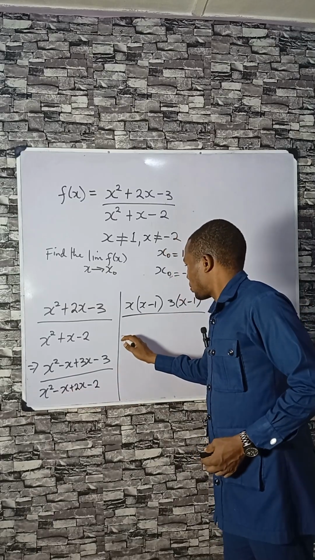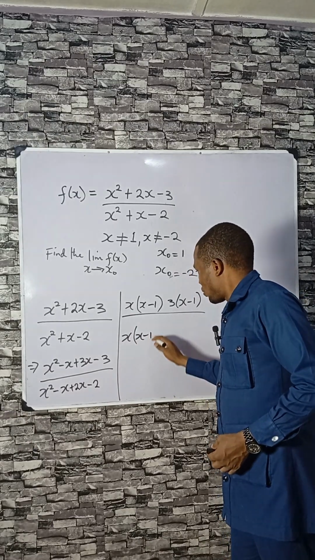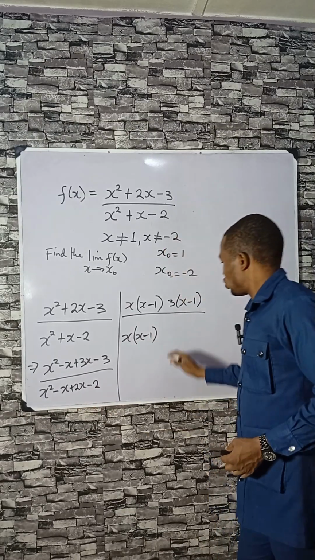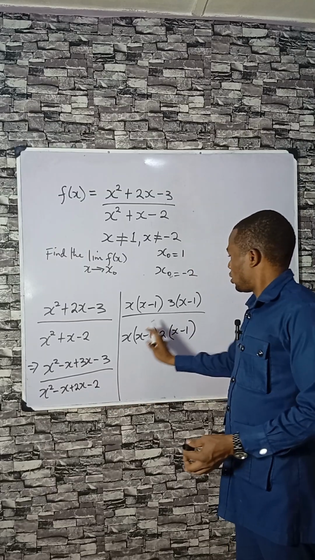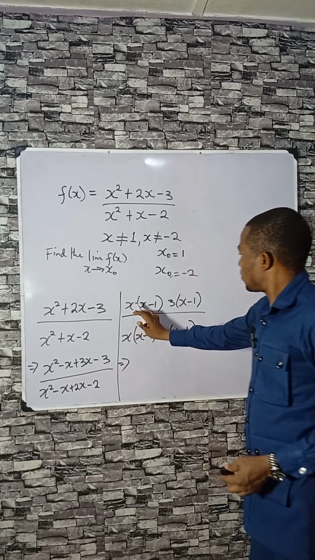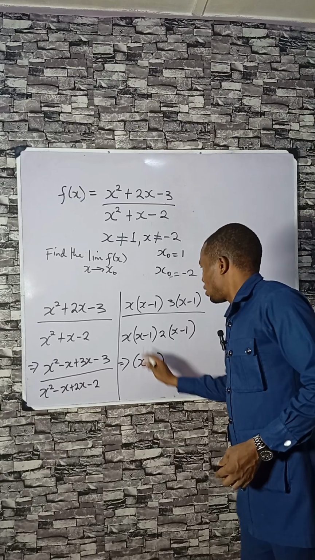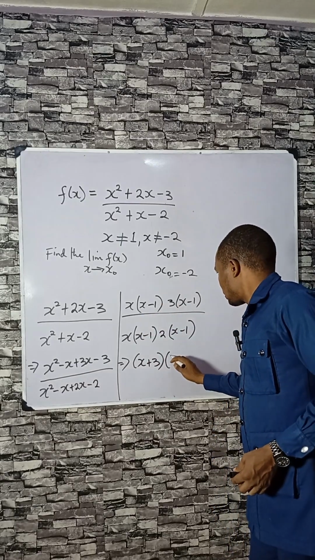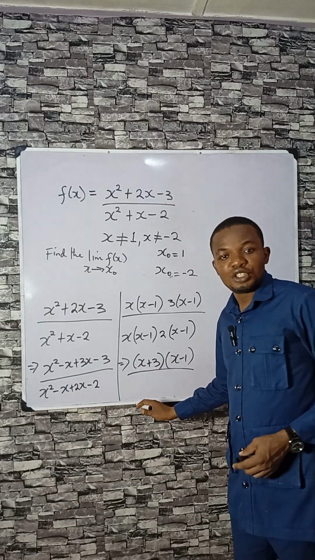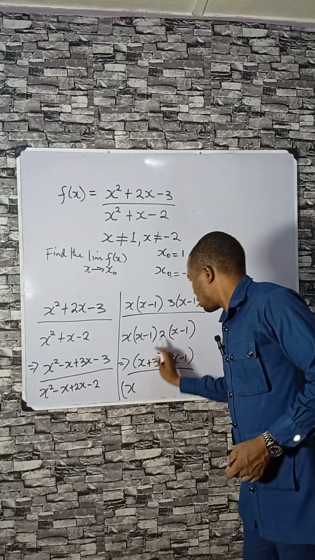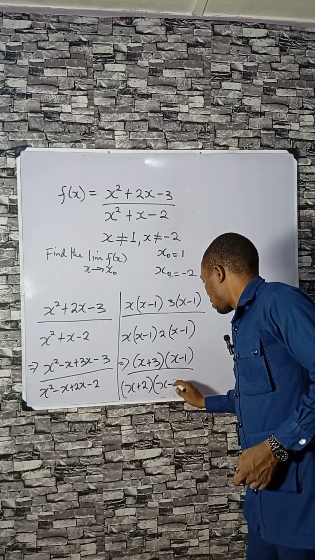Let's check this one out. x into x minus 1 is simple. Then what is common here is 2 into x minus 1. Then we can do something. This will go with this. So we have x plus 3, then we pick one of the brackets, x minus 1. The second one, this is the denominator, x plus 2, and then one of the brackets, x minus 1.